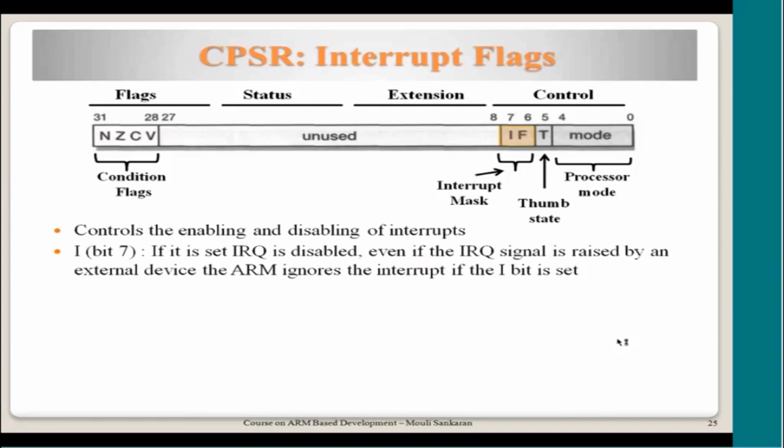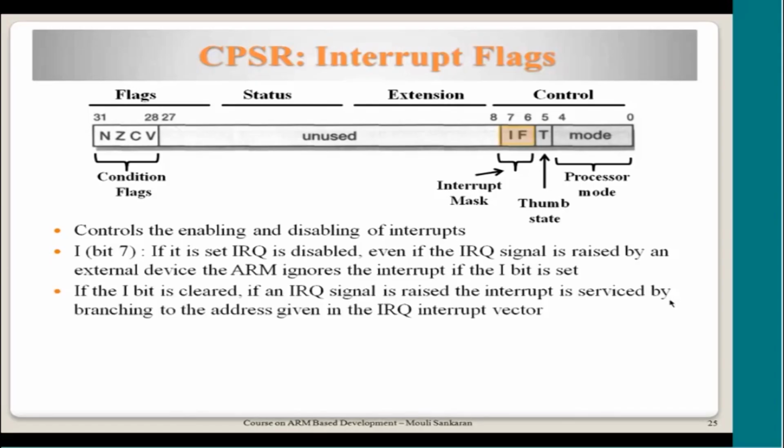So suppose you want to disable the interrupt, you want the processor to not be interrupted because you are doing some critical job, then you can disable this interrupt flag by setting these bits to 1. Then no interrupt will be recognized by the processor.